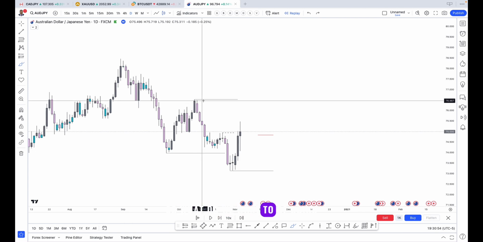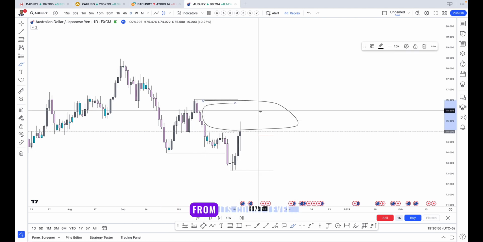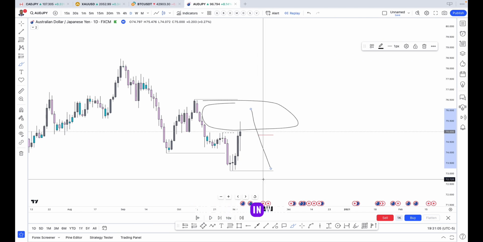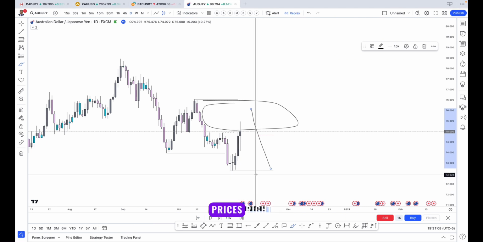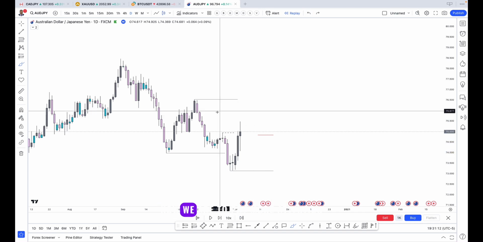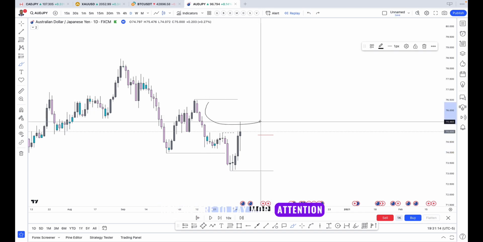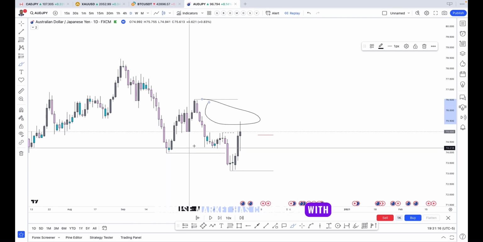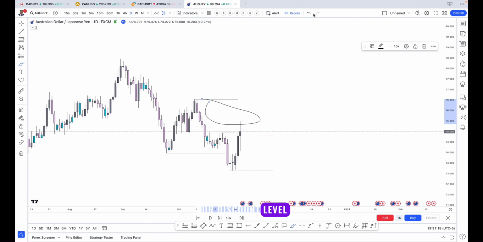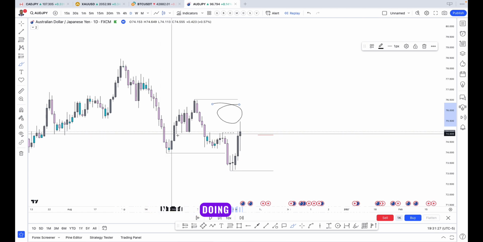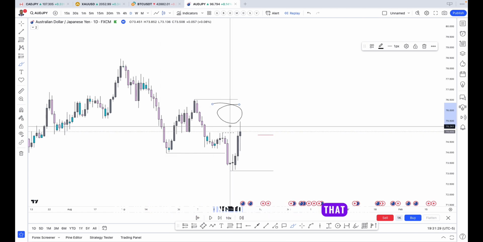So what do we want to be doing? We want to be buying from a discount level and selling in premium prices, right? So what do we do next? Now we are to pay more attention because the market has come towards what? Our discount level. And we want to be doing what? To be selling from that area. So now we know that we want to be selling from that area.